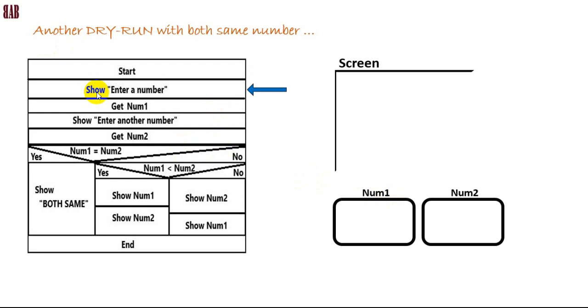Then you go to the next line. Show enter a number. So the message is displayed. Go to the next one to accept the number for that. So the user is typing some number. Let's say 20 will be accepted by num1. So num1 will become 20.